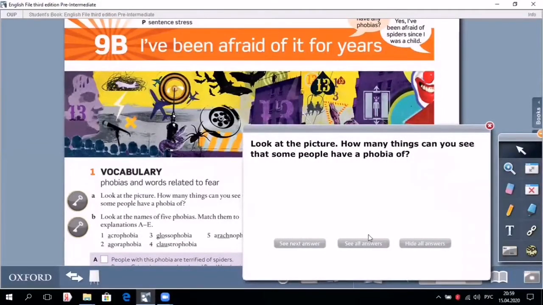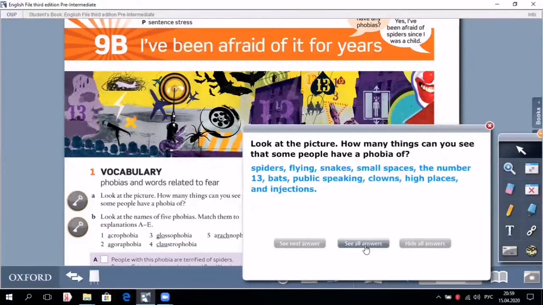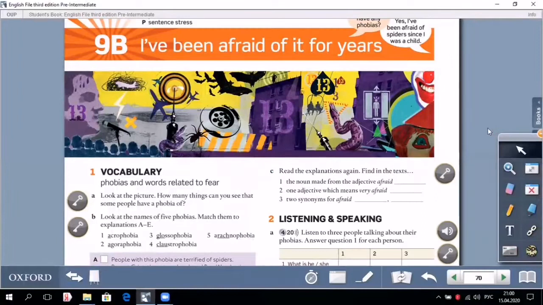So let's see all the answers. How many words did we find that some people have a phobia of? What are they? Spiders, flying, snakes, small spaces. Then the number 13. The next word is bats, public speaking, clowns, high places, and injections. I think we have found all of these words from this picture.